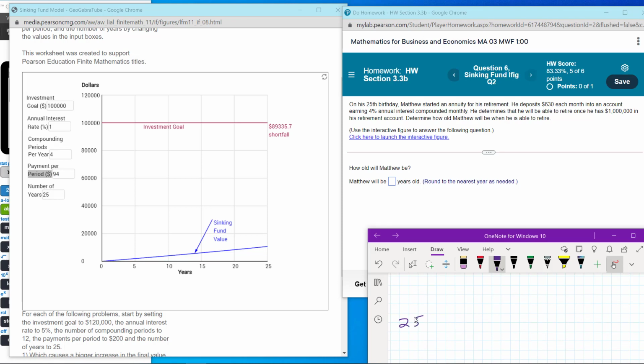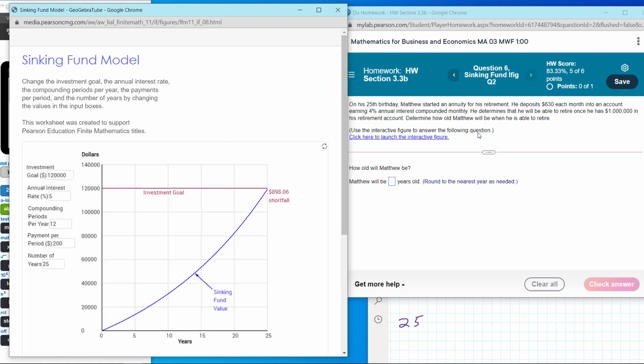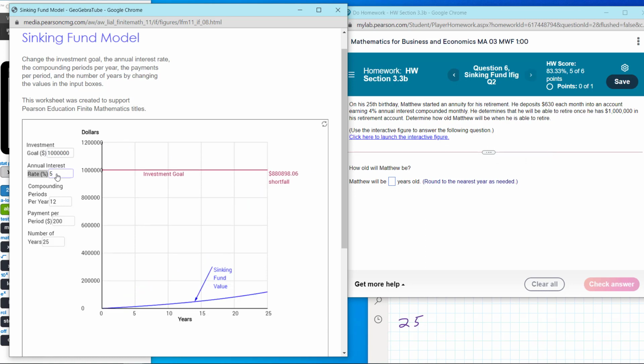All right. And I'm pretty sure that we're going to be using the exact same interactive figure. Yeah, exact same one. So let's wait for that to come back up. And notice that our investment goal is $1 million. So we want to change this to $1 million. That's 1 followed by 6 zeros. He has an account that earns 4%. It is compounded monthly. And he is going to deposit $630 every single month into that account.